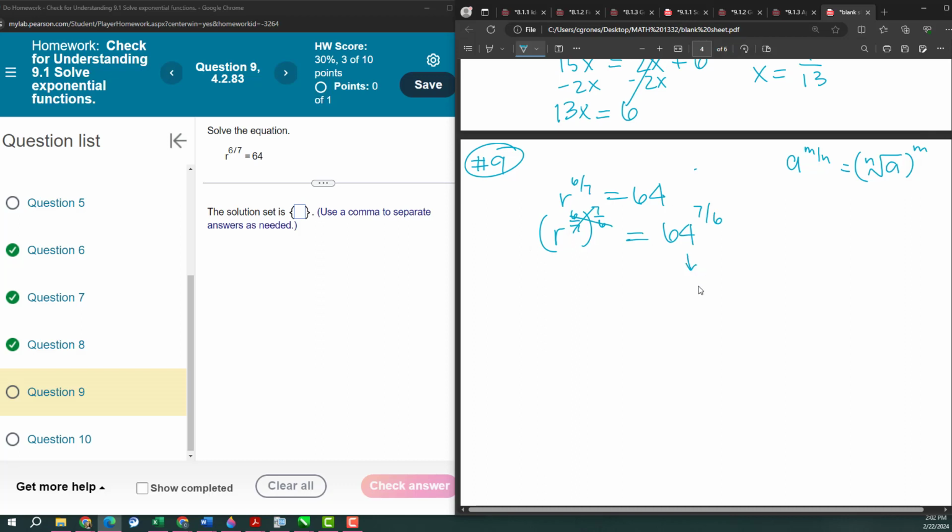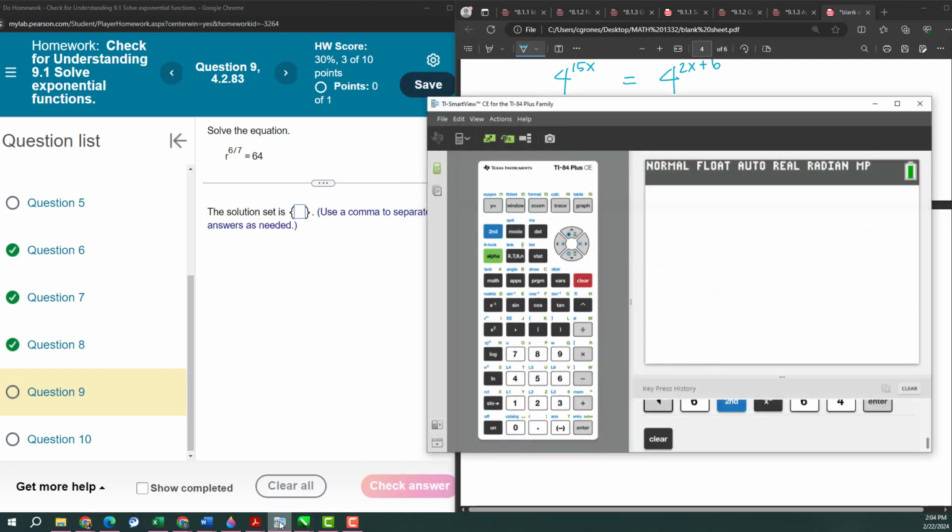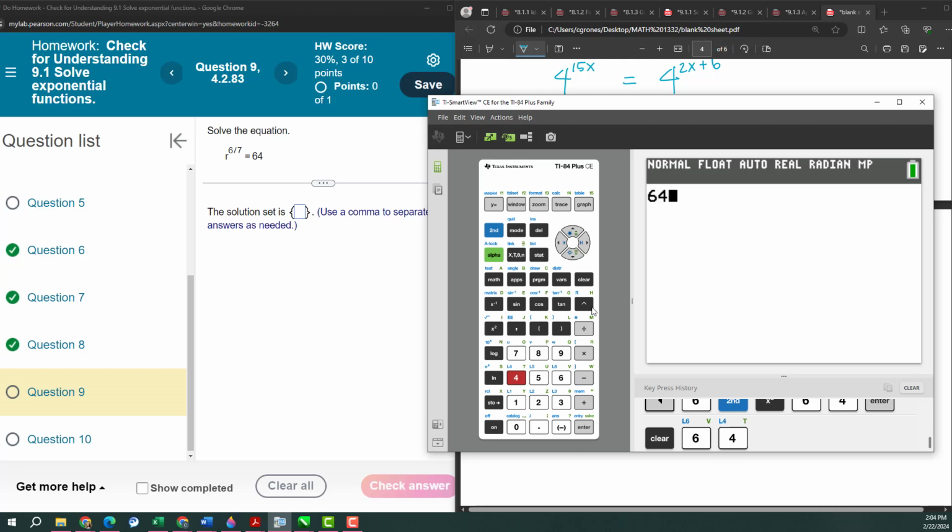So basically we can rewrite 64. It's not the square root. It is going to be the 6th root of 64, and then have the exponent of 7. And that is going to equal r. Whenever you put this into your calculator, if you did want to put this in your calculator, you can just leave it as 64 to the exponent of 7/6. So if I have 64 and then use our caret to get the exponent, I could just put 7/6 in that exponent.